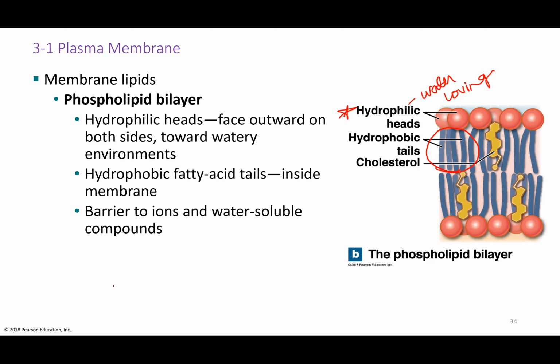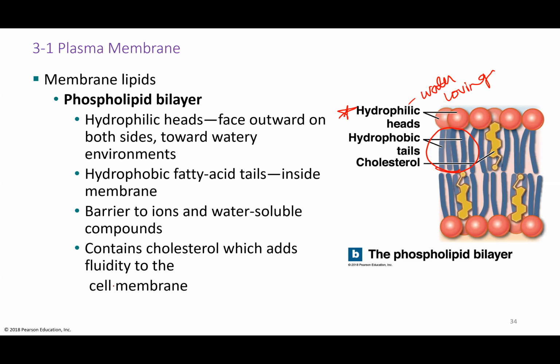Okay, so having this hydrophobic inner core is great because it provides a barrier to ions and anything that dissolves in water. It cannot pass through the lipid because it repels. It also contains cholesterol, which I did mention before in the past, and cholesterol adds fluidity to the plasma membrane. It allows it to have more flexibility, for example.